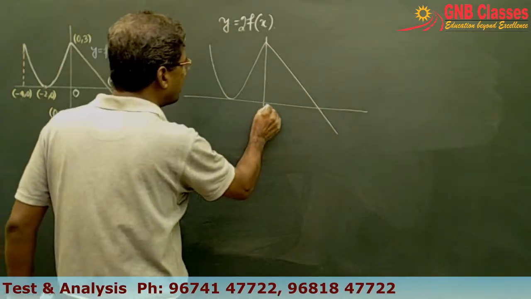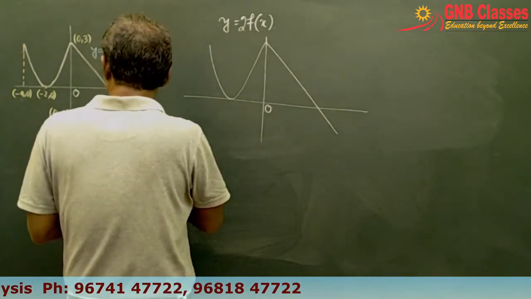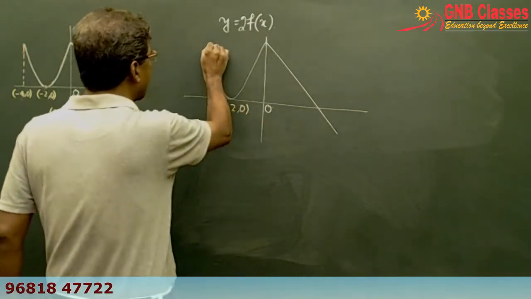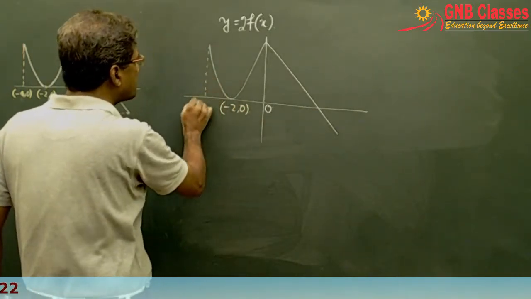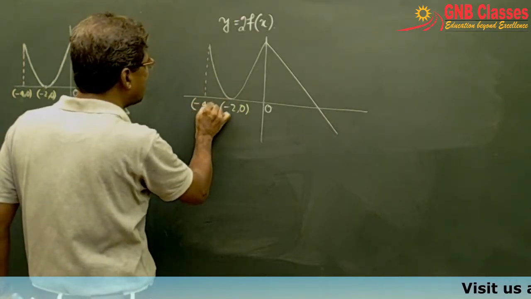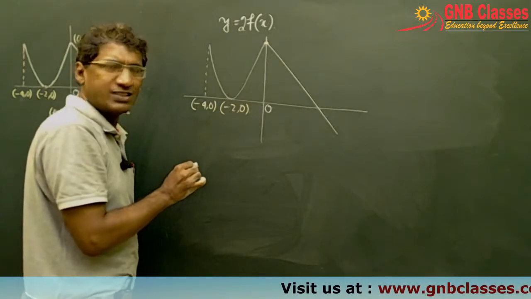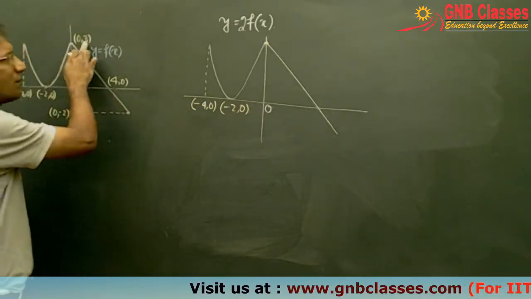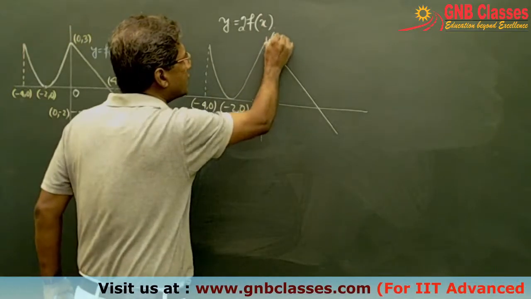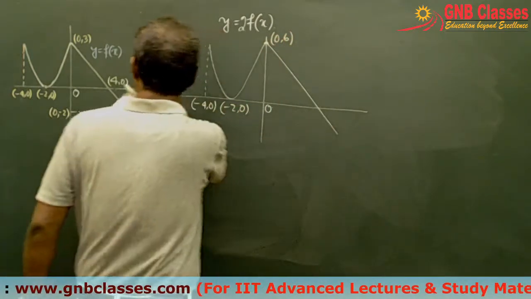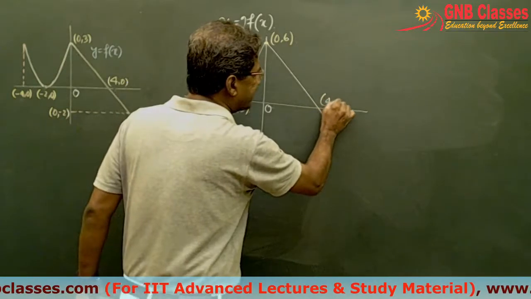think about it. This is origin. This is minus 2, 0. It remains as it is. The abscissa of this point is minus 4, 0. Remains as it is. But this point will be changed. Yes or no? This was actually 0, 3. You have stretched 2 times. So now this point will be 0, 6. You see, this point is again 4, 0. It will remain as it is.